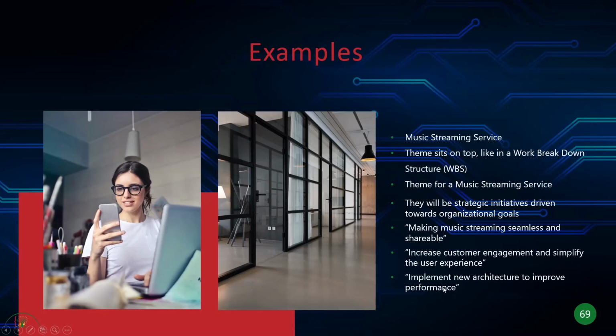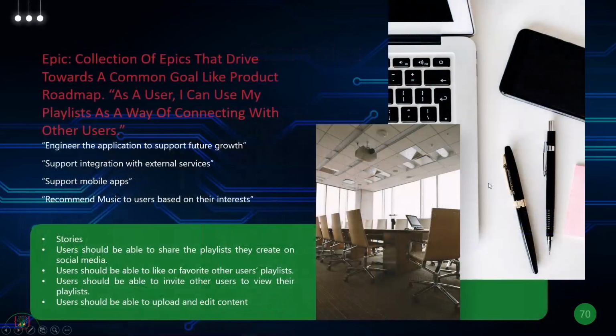These are all big initiatives, right? Which are kind of vague, but they're very strategic towards your organizational goals and initiative. And then epic, which is a collection of epics. You can have a collection of epics that will drive towards a common goal, like a product roadmap. Like you can say, as a user, I can use my playlists as a way of connecting with other users. So that is like a child of your parent initiative, where you wanted to stream music.